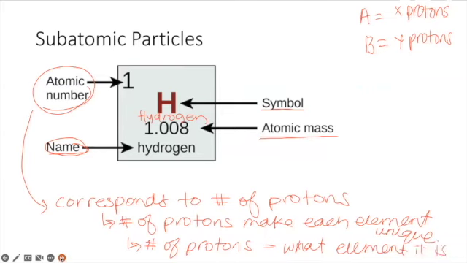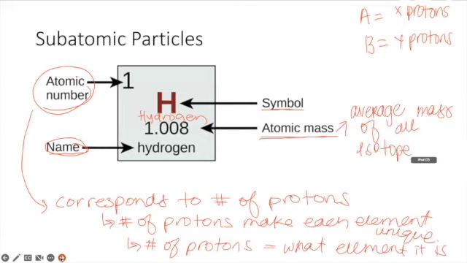So the atomic mass, what the heck is this? For definition's sake now, it's the average mass of all the isotopes. Okay, and you're like, Kayla, what the heck's an isotope? We'll get there.